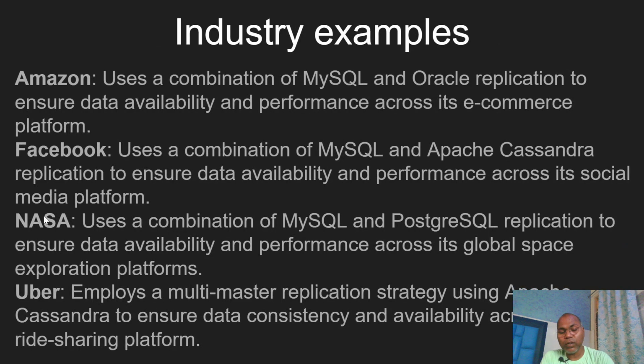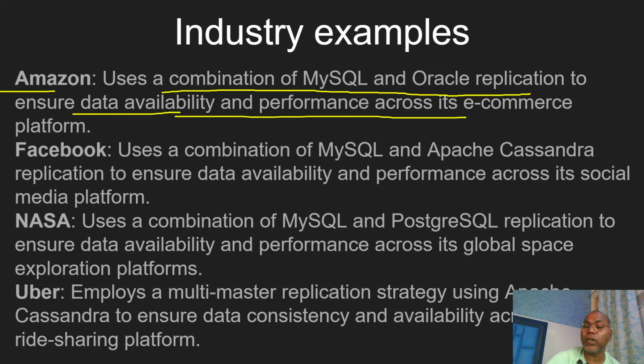If you talk about database scaling, database replication is used by many applications nowadays. Even Amazon uses a combination of MySQL and Oracle replication strategy to ensure data availability and performance across its e-commerce platform. So even these applications do not rely on only one database or one kind of database; they use multiple types and multiple vendors' databases.